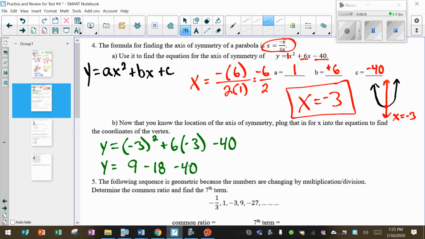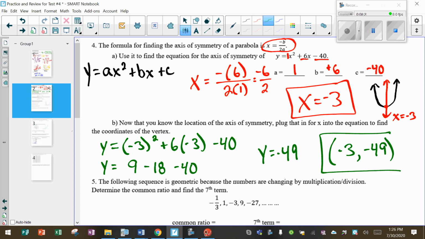All right, so 9 minus 18 is -9. -9 minus 40 more, -49. That's the y-coordinate that goes with the x value we found in part A, and that's our vertex. Same x value as the axis of symmetry, and the y value comes from plugging that in for x into the equation.